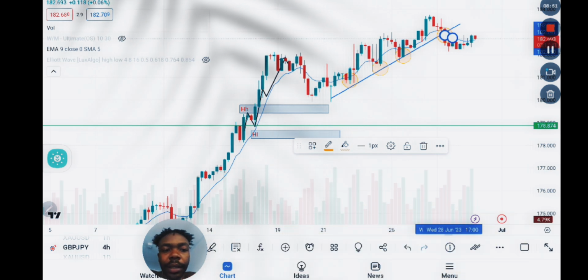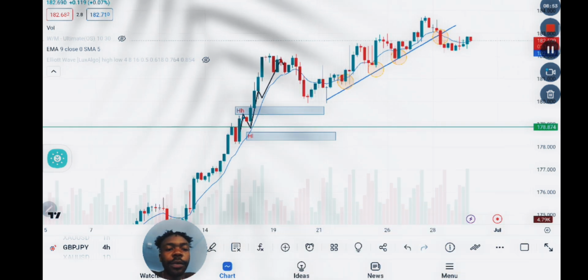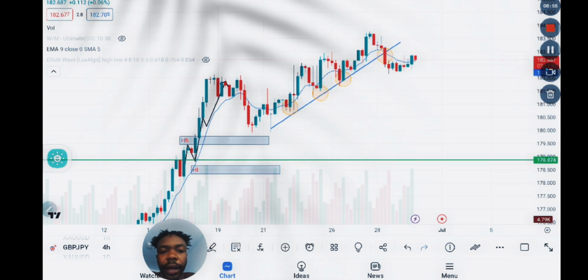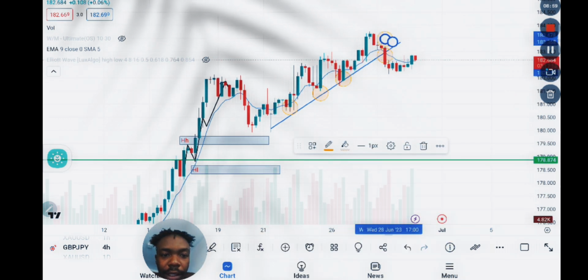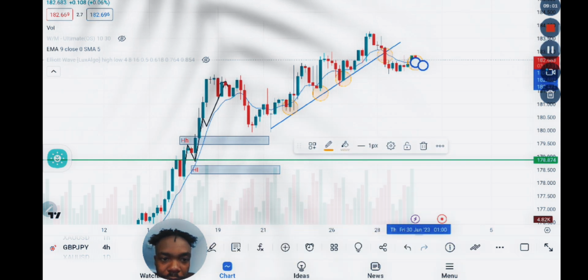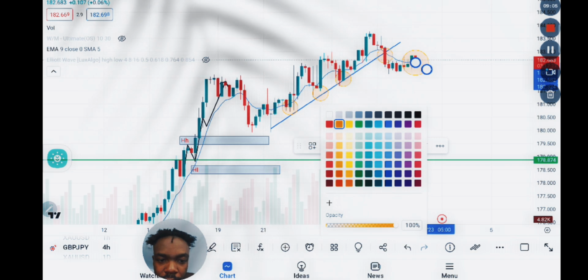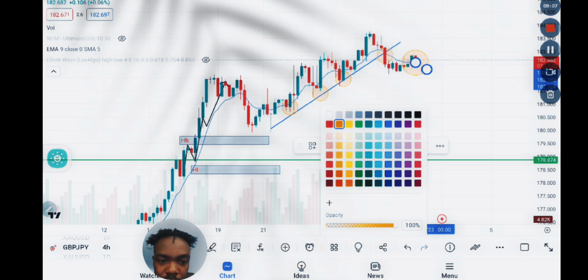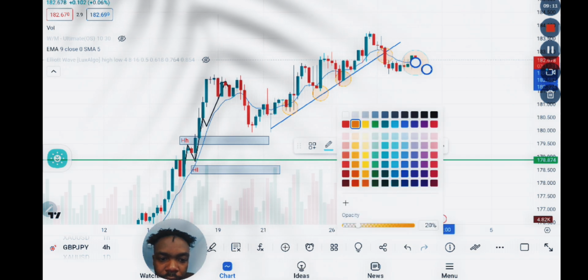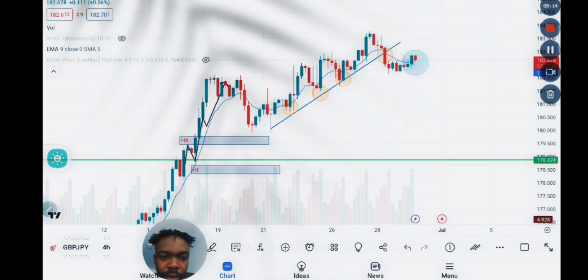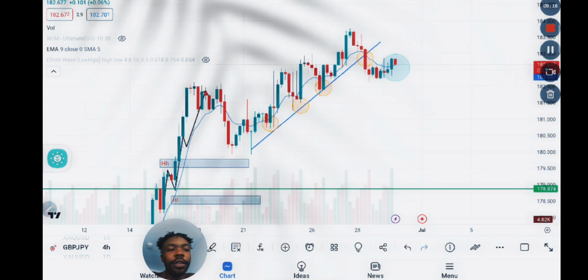And then fourth and finally, we have where we identify the trend immediately with what is occurring right now with the price. So we'll just label that as this blue part, and then that will conclude the video.